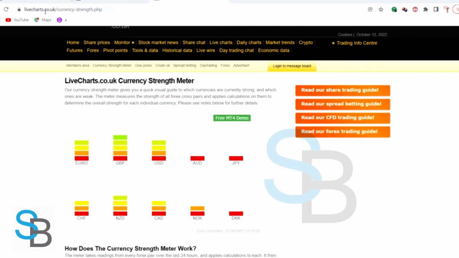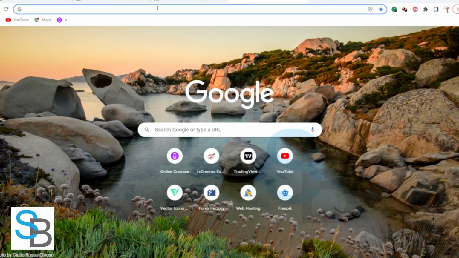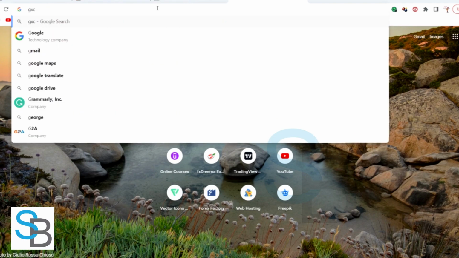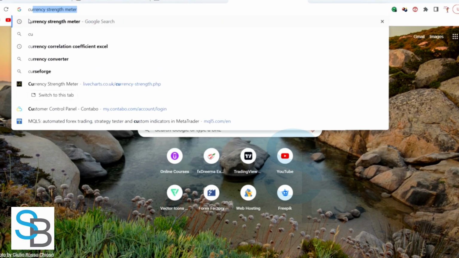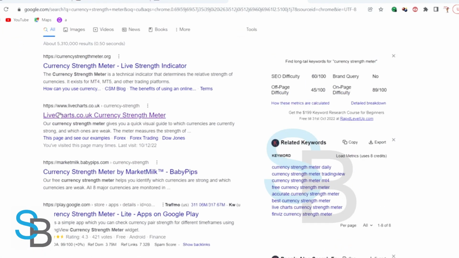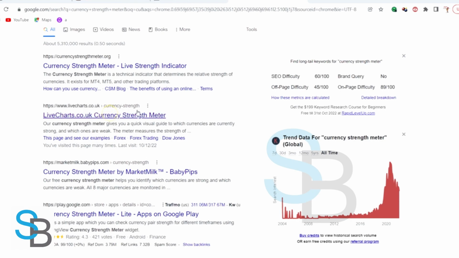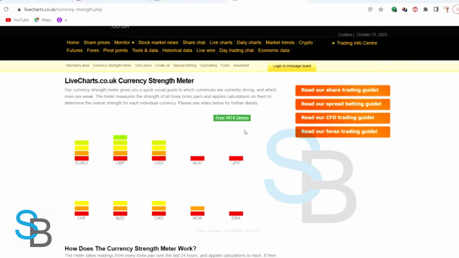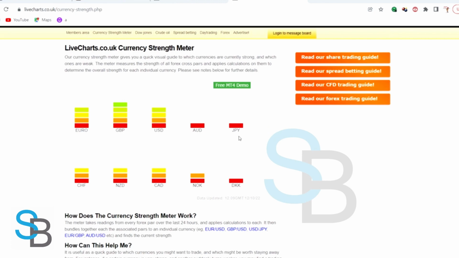You can come on this site by just going to your browser and typing currency strength meter. When you type currency strength meter, you then look for where it says livecharts.co.uk, and just click it and you'll be brought to this page. So the currency strength meter tells us the strength of each currency at a particular point. As you can see, at this point we have GBP as the strongest, we have USD as the next strongest, we have Euro, we have AUD and JPY as the weakest, and these other ones.